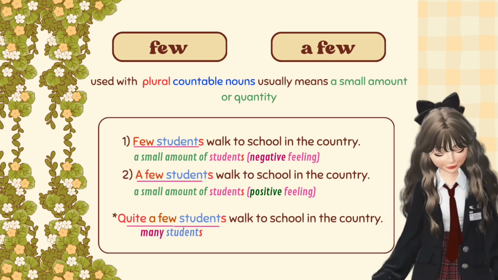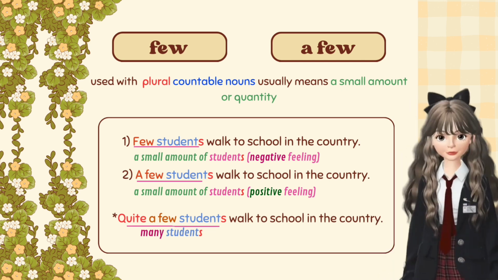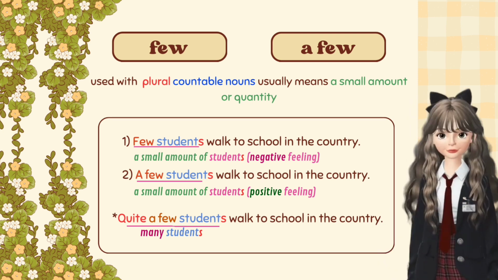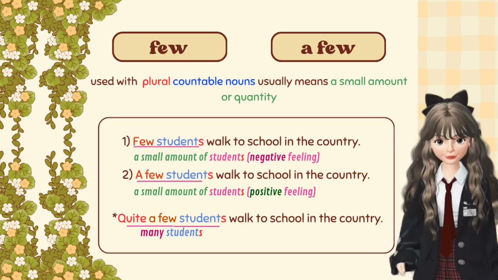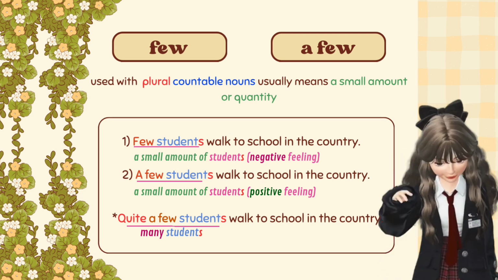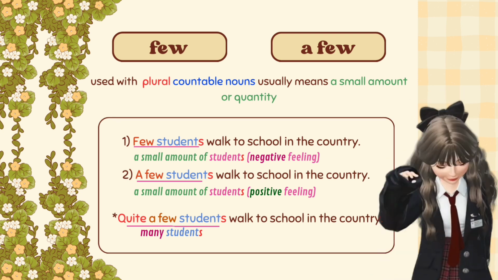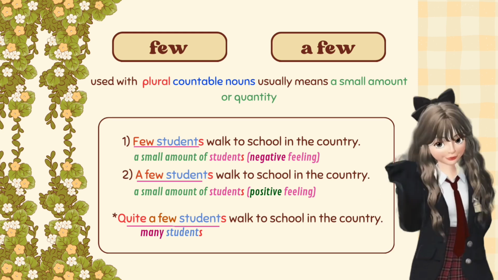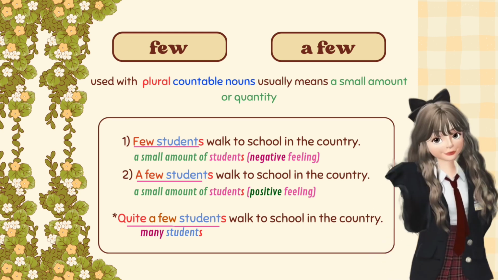Let's look at the example in the first. Few students walk to school in the country. When few is used like this in the particular sentence, the emphasis is on the small amount of students who walk to school in the country. In example number 2, a few students walk to school in the country.